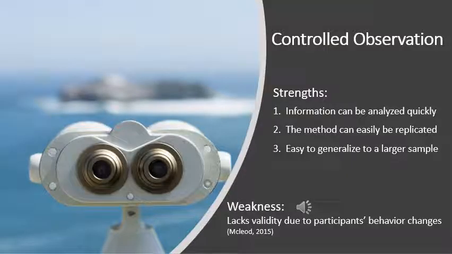Controlled observation has its own strengths and weaknesses. In this method, place and time is decided by the researchers, and the variables are controlled and determined, and the data will be sent into coded categories. That is why the study can be repeated by other researchers. It is easy to generalize to a larger sample and easy to analyze, because the results are all in numbers. A controlled observation method lacks validity, since participants' behavior changes when they know they are being observed.